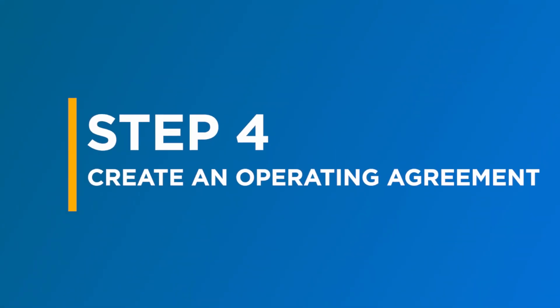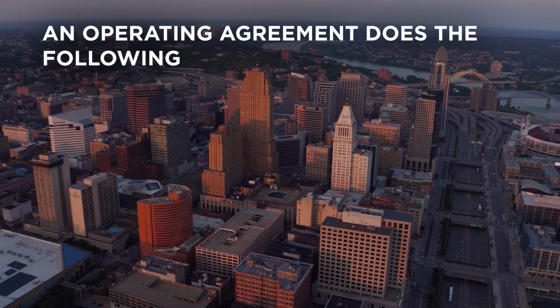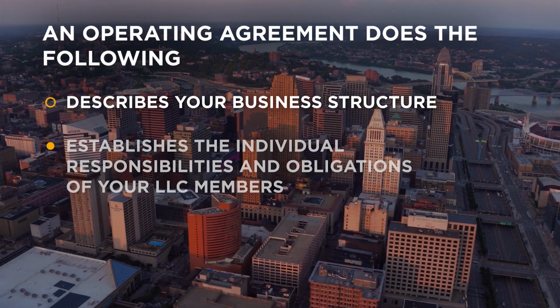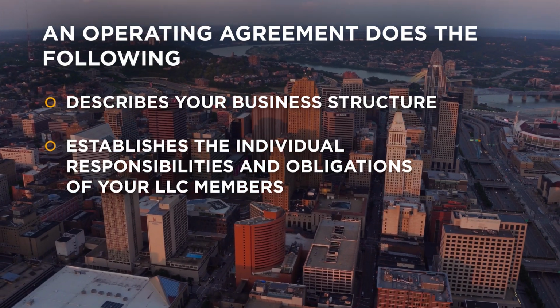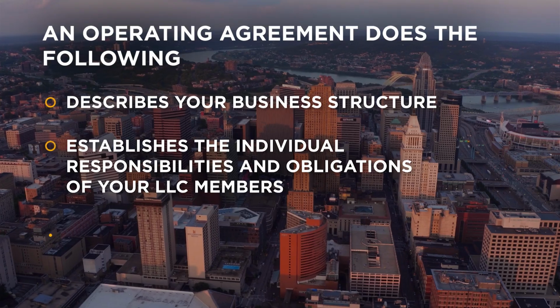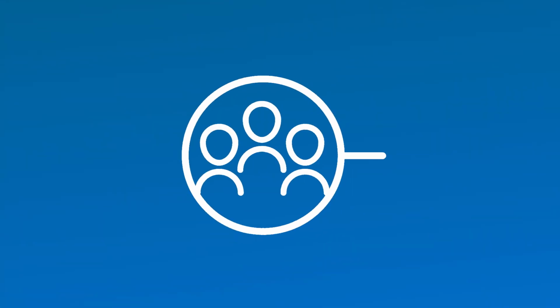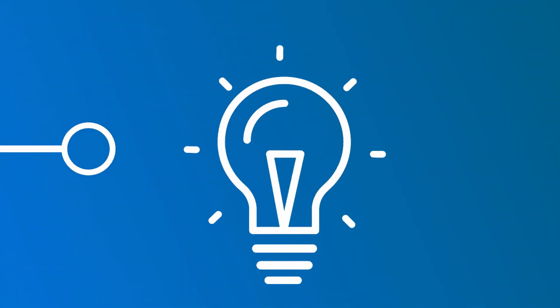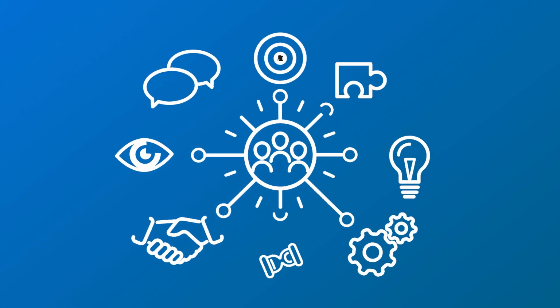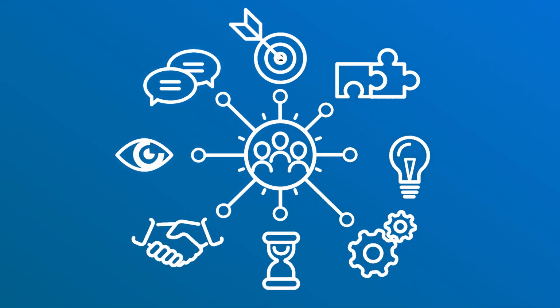Next is to create an operating agreement. An operating agreement does the following: describes your business structure, establishes the individual responsibilities and obligations of your LLC members, details how the LLC will be run. Although Ohio doesn't require one, an operating agreement clarifies the specific duties of its members, which may help your LLC avoid significant legal and operational difficulties.